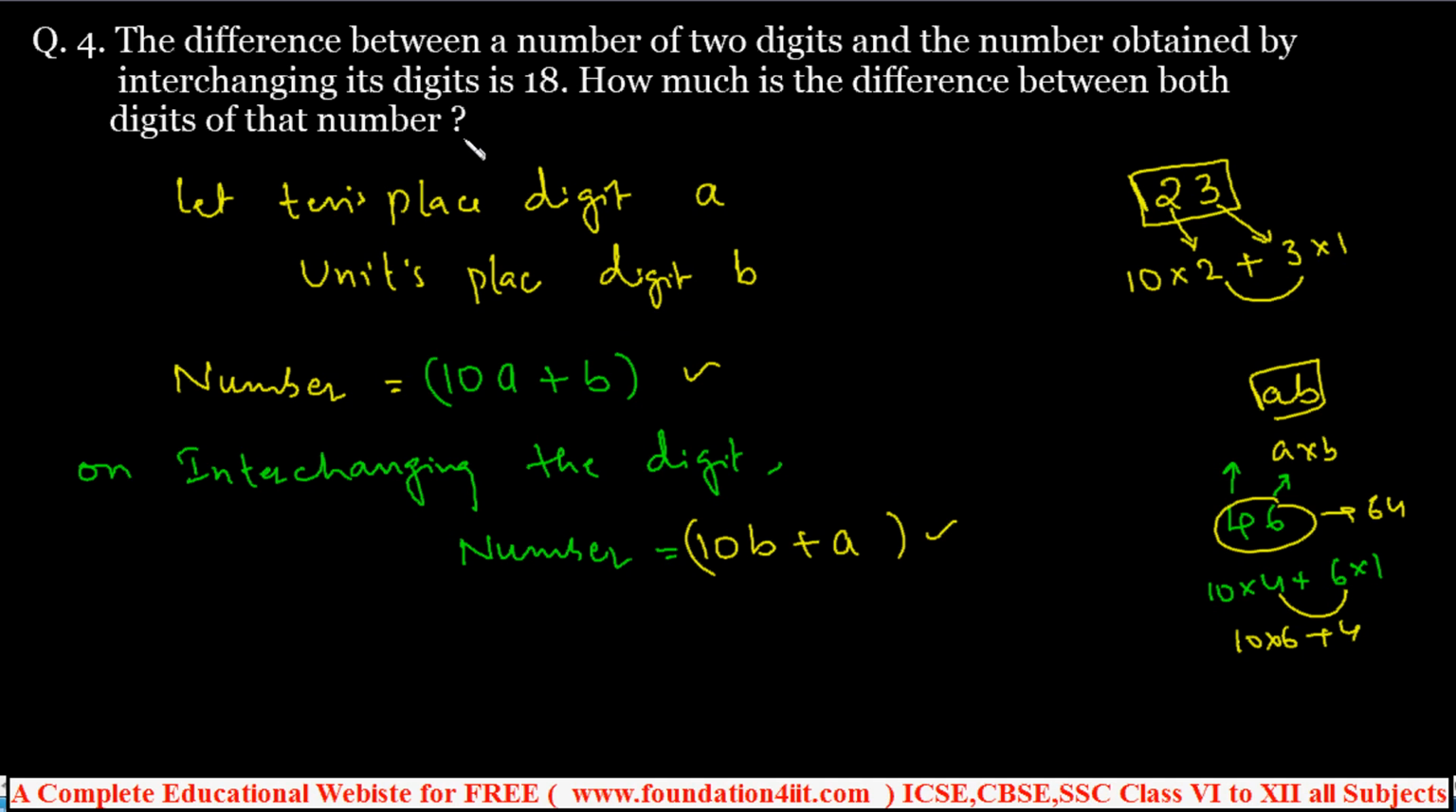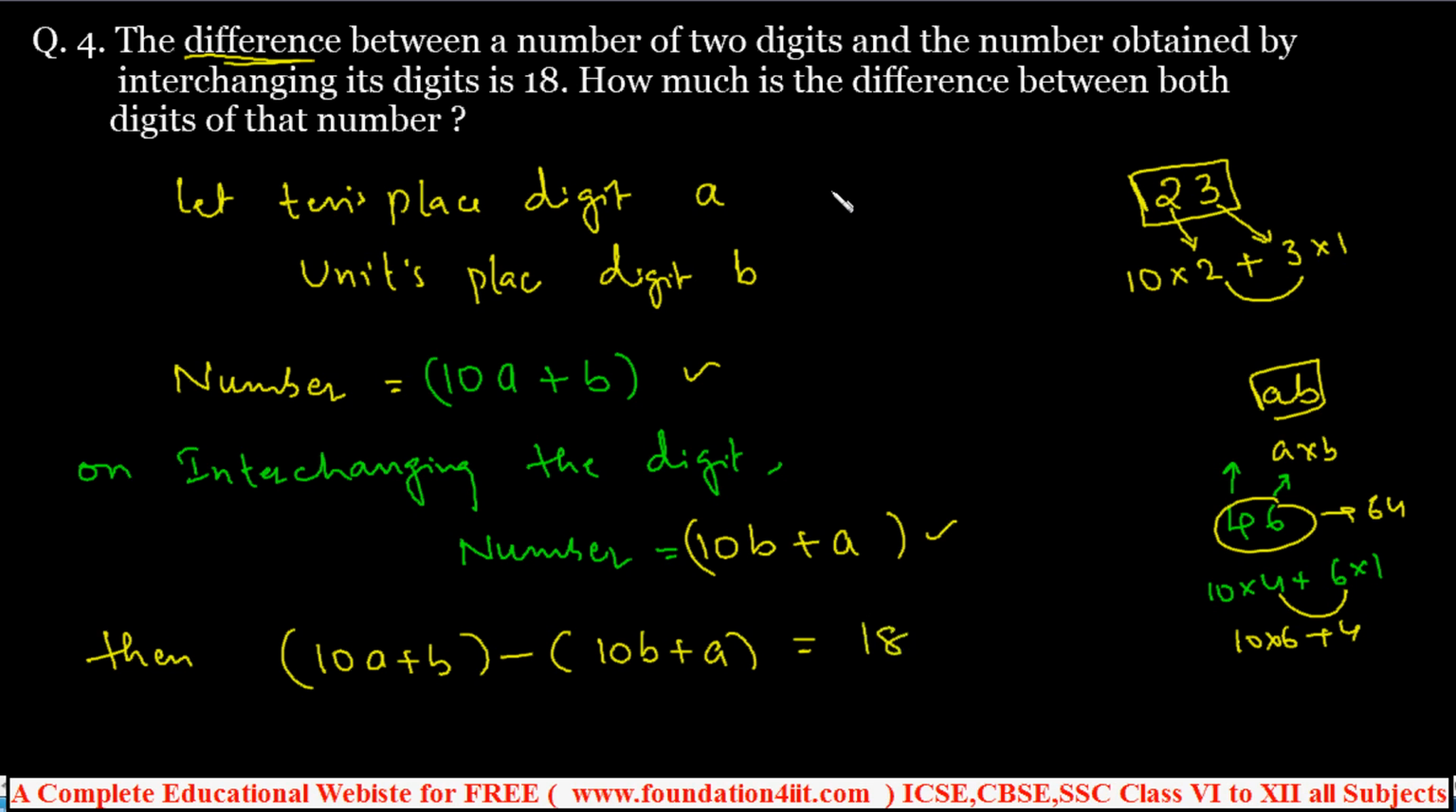Now according to the condition, the difference between the number of two digits and the number obtained by interchanging the digits is 18. Difference means subtracting. Then the condition is 10A plus B, this number, minus 10B plus A, the number by interchanging these both, the difference is 18.